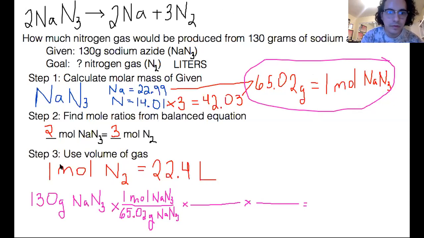So again, just to review, our goal is to get rid of things that we don't need. So we don't need the grams of sodium azide anymore. So we're going to cancel that out here. Now we're going to use step 2. And remember, canceling is our idea. 2 moles of sodium azide will produce 3 moles of N2. So here we've got moles of NaN3. So that's what we want. We want moles of NaN3 at the bottom, and then this on top.